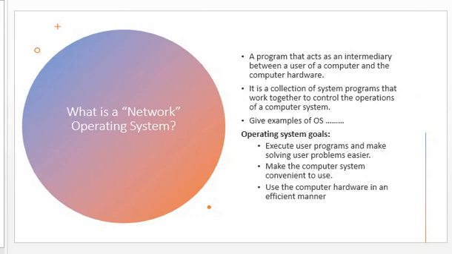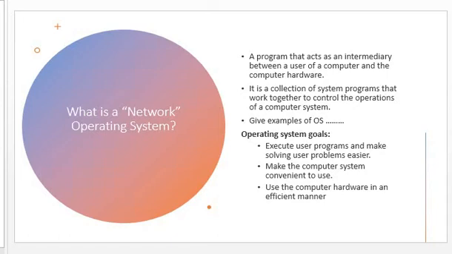What is a network operating system? And I've put the word network in quotes. So you realize the definition that I've given here can also apply to an operating system. That's why I've put the word network in quotes. It is a program that acts as an intermediary between the user of a computer and the computer hardware.